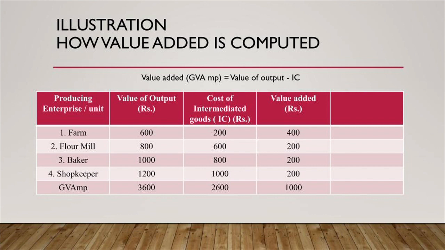See, for example, farm. There the value of output is 600 rupees and the cost of intermediate good is 200. The total value added here in this farm is 600 minus 200, that is 400. Similarly, you can find the value added in all the other sectors. The GVMP here is the sum of the value added in all the 4 sectors given. Here GVMP is value of output minus intermediate cost, which is 3,600 minus 2,600. The total value added is 1,000. This is how value added is found out in an economy.